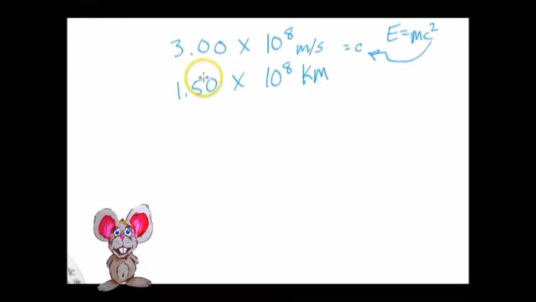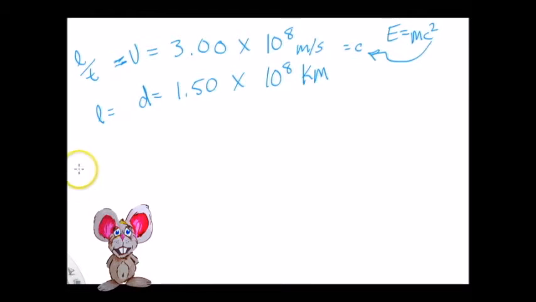I think we can handle this one here. So we have a distance, or a length measurement, equals 1.5 times 10 to the 8th kilometers. Then we have a velocity, which is a derived unit. Velocity equals 3 times 10 to the 8th meters per second. And that is derived from length divided by time, right there. That's our velocity. It's a ratio of length per time.